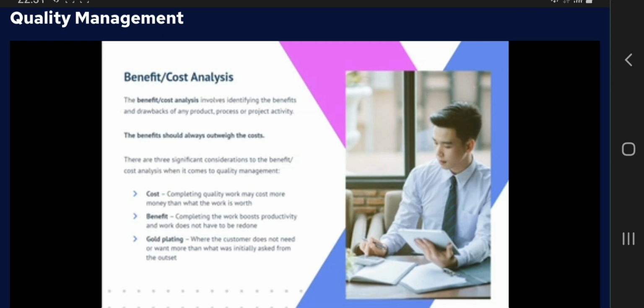Cost. Completing quality work may cost more money than what the work is worth. Benefit. Completing the work boosts productivity and work does not have to be redone. Gold plating. Where the customer does not need or want more than what was initially asked from the outset.